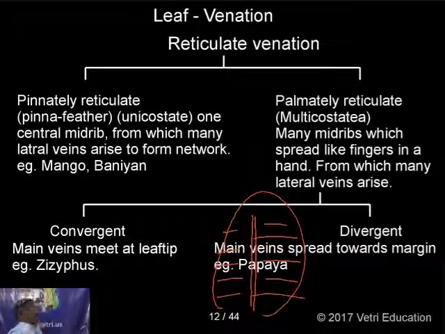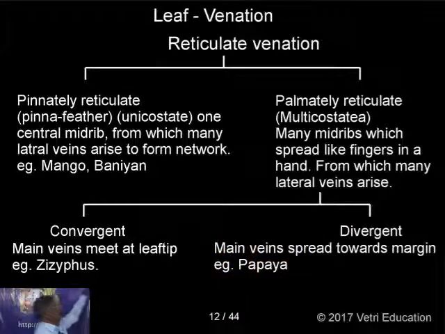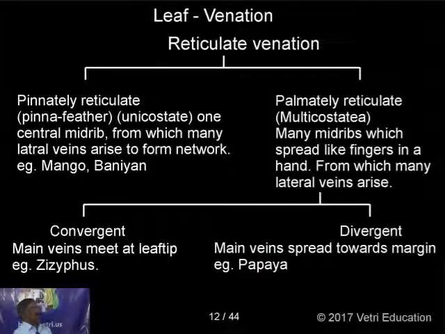Now let us see the reticulate venation. This is again divided into two types. One is pinnately reticulate venation, another is called the palmately reticulate venation. Pinna means feather, and it is also called unicostate. Such leaves have only one midrib. From the central midrib you can find the branches, and veinlets develop and form a net-like structure, that is called pinnately reticulate venation. Example, mango and banyan.